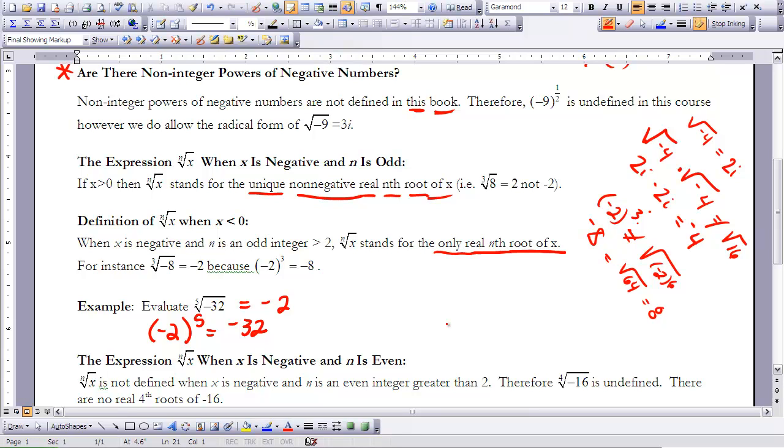We can explore that with a graph as well. If I were to graph y equals x to the fifth, I would get a graph like this, and if I put a horizontal line through negative 32, my intersection point would be negative 2, negative 32.